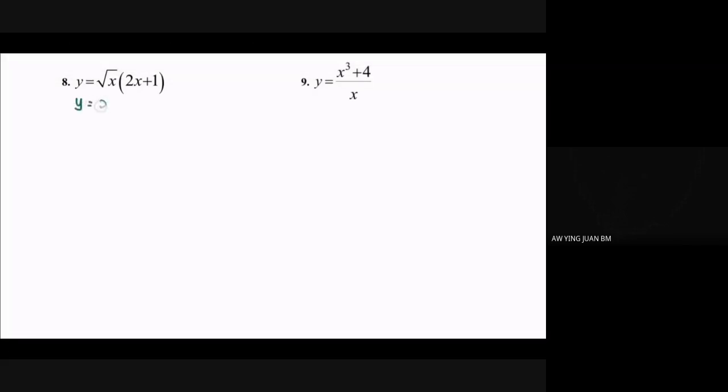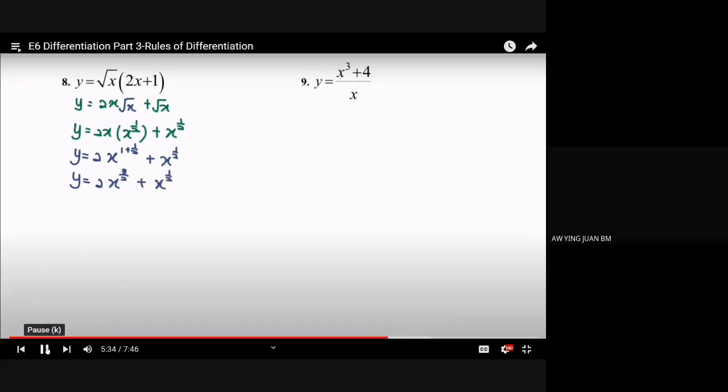Y will be equals to 2x multiply with square root of x plus square root of x. So y will be equals to 2x multiply with x to the power of 1 over 2 plus x power of 1 over 2. So by using the properties of log and the indices, we can simplify it as y is equals to 2x to the power of 1 plus 1 over 2 plus x to the power of 1 over 2. So finally, y will be equals to 2x to the power of 3 over 2 plus x to the power of 1 over 2. After we simplify the situation, then only we begin our differentiation.